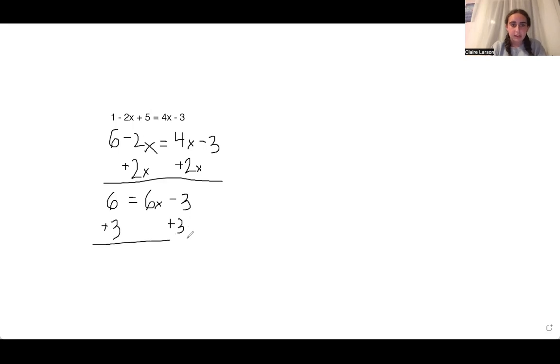Okay. So 6 plus 3 equals 9. And then negative 3 plus 3 equals 0. And 6x stays the same. So we're going to say 9 equals 6x. Okay, and now we have to divide both sides by 6 because we want to get x alone. So yeah, we're going to divide both sides by 6.